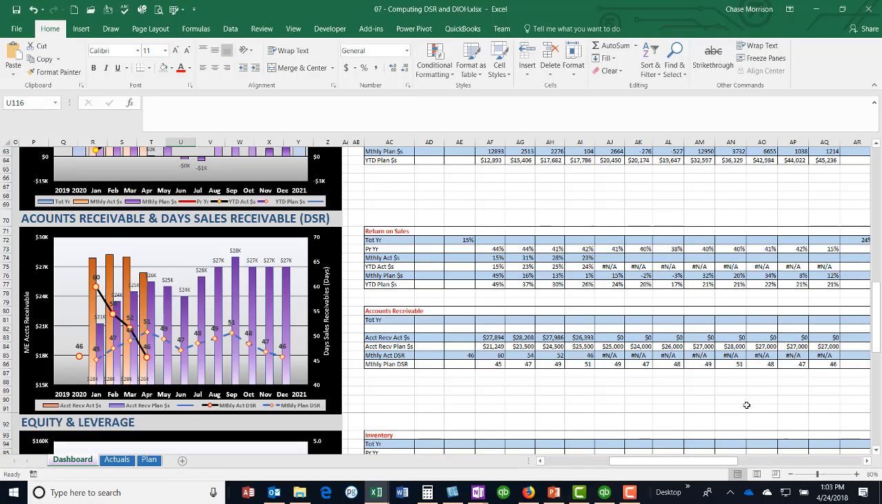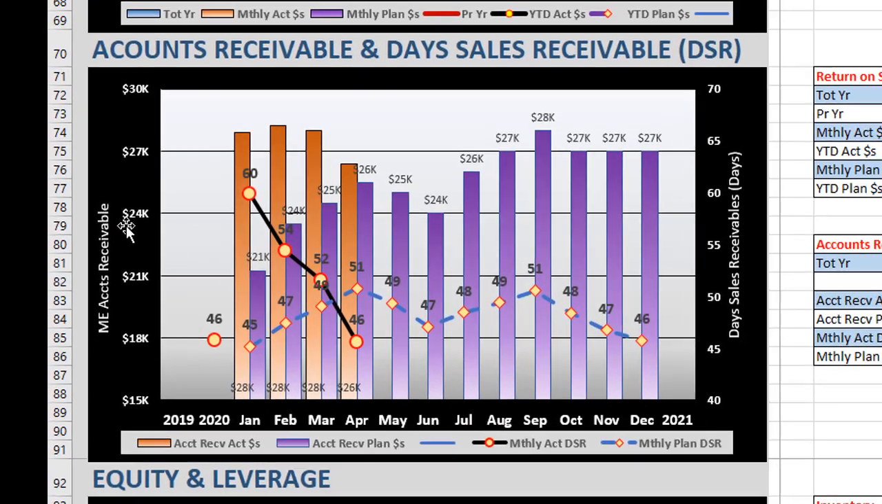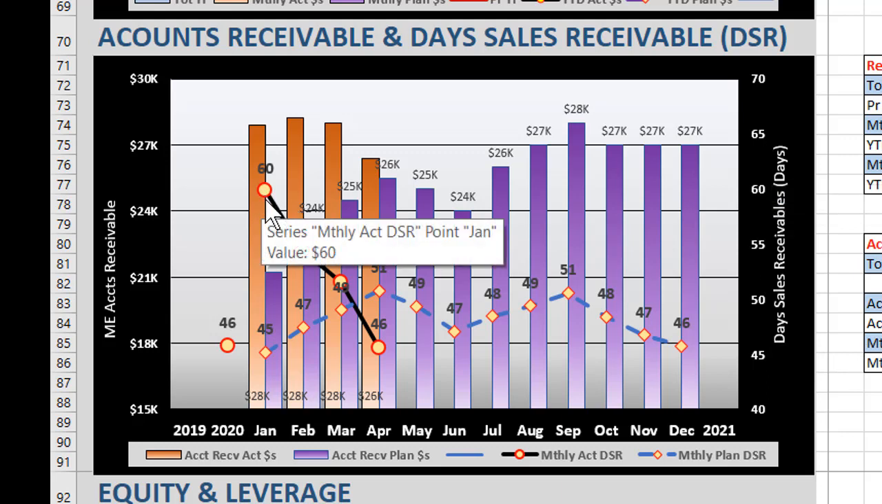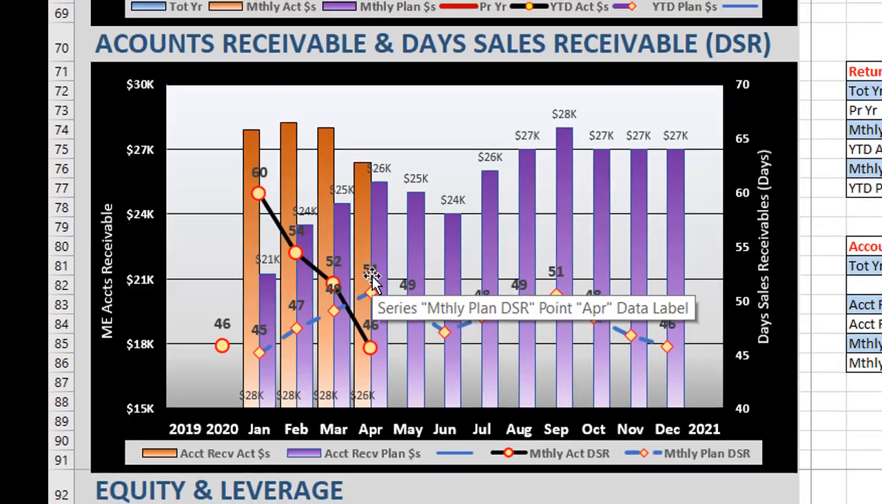Returning back to Excel, let's start talking about the DSR and accounts receivable graph. So you can see here I've split the y-axes into two, having the month-end accounts receivable balance on the left axis and then the days sales outstanding on the right axis. So these lines reflect what's happening with days sales outstanding, and then the columns are the amount of receivables that are outstanding, planned versus actual.